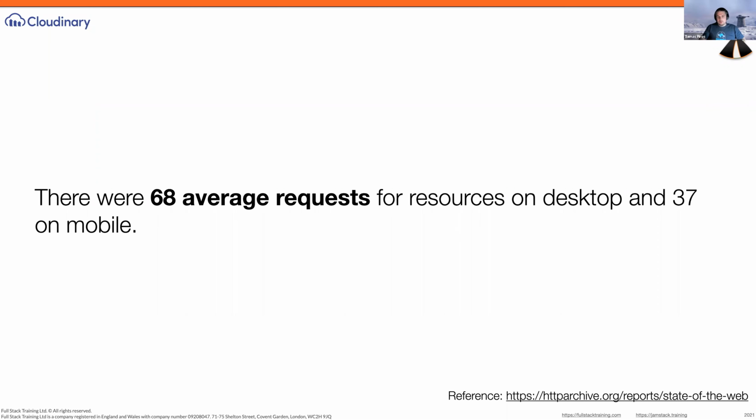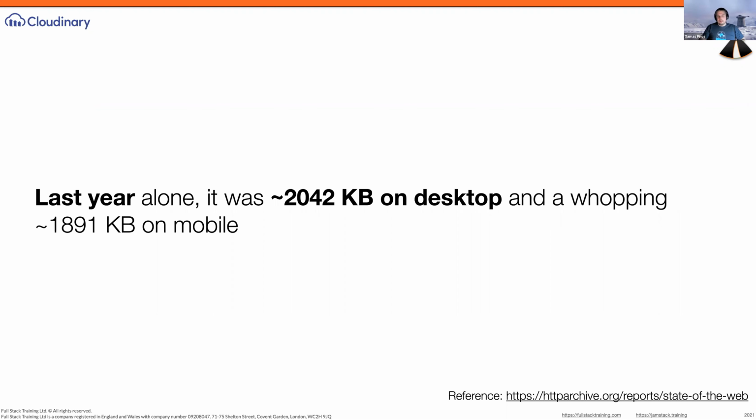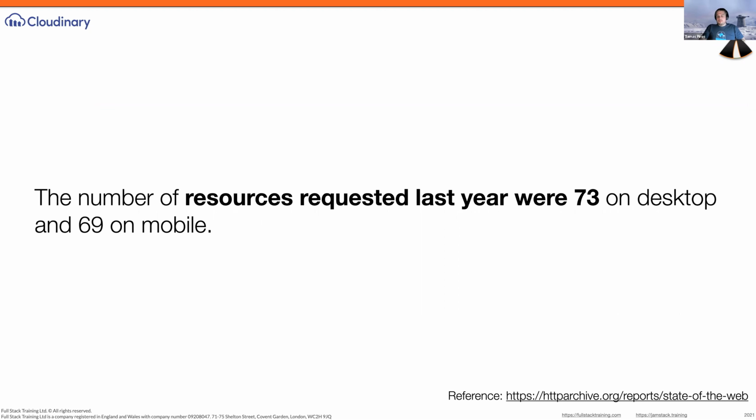Now, compare this to last year, and this is not even a range, this is just one single year. So I'm not averaging 2 years together, I'm averaging 1 year here: 2,042 kilobytes average on desktop and 1,891 kilobytes on mobile, which is a really massive number. The number of resources is not close to double, but we now request a lot of additional resources on a desktop computer. Remember, this is more HTML, more CSS and stuff.